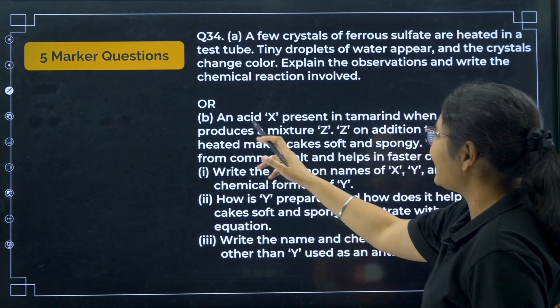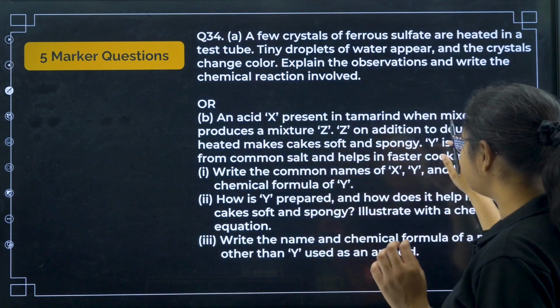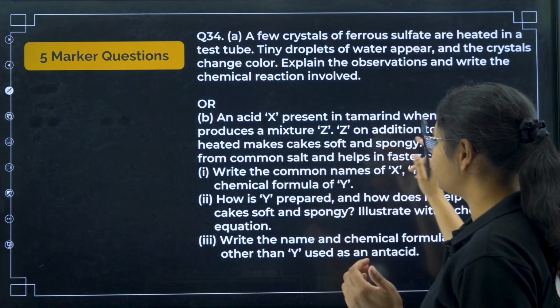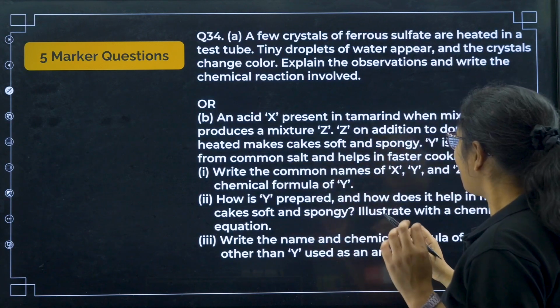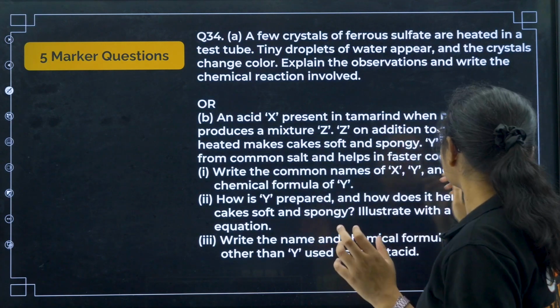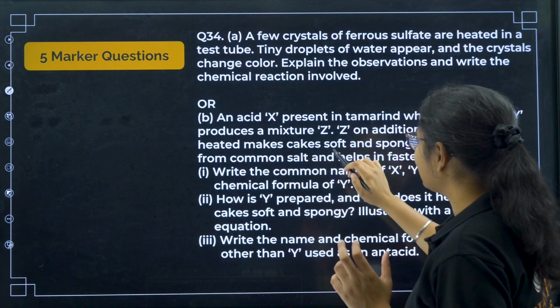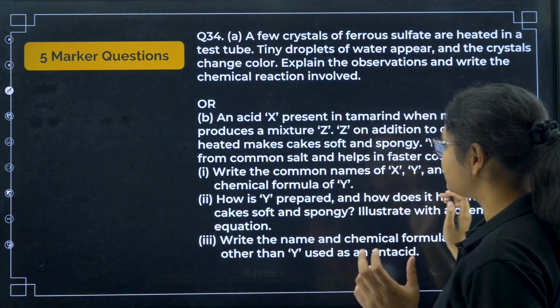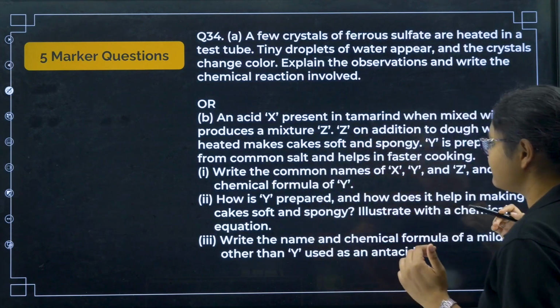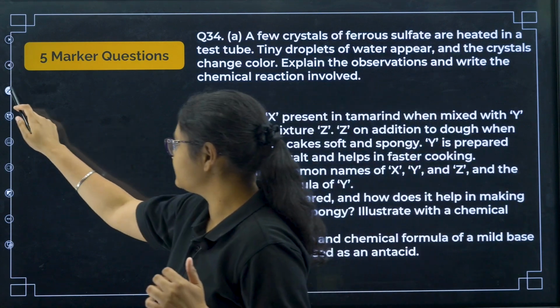Next, an acid X present in tamarind when mixed with Y produces a mixture Z. Z on addition to dough when heated makes cake soft and spongy. Y is prepared from common salt and helps in faster cooking. Okay, so this is also a very simple question.